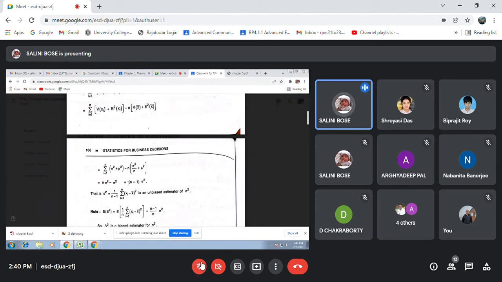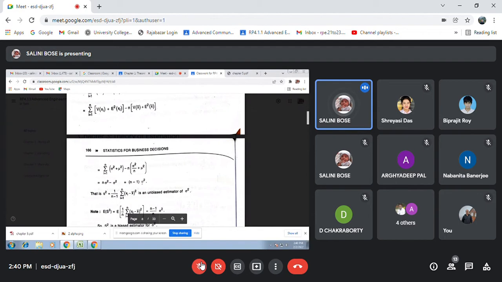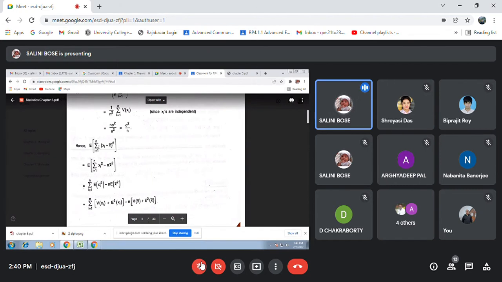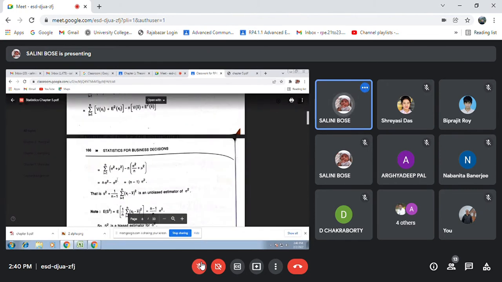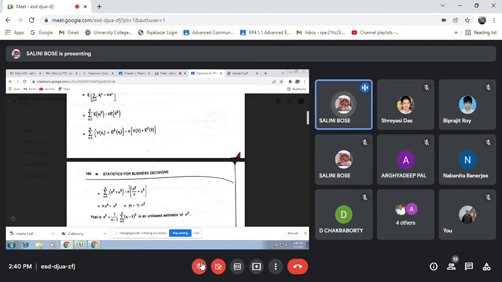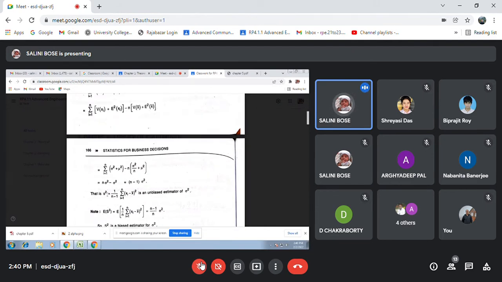How? Because look, n minus 1 and this is E of summation of xi minus x bar whole square. So if this is equal to n minus 1 sigma square, we can write E of this by n minus 1 is equal to sigma square, and E of this by n minus 1 is nothing but E of a square, that is nothing but expected value of a square. So expected value of a square is equal to sigma square. So we can say a square is unbiased estimator of sigma square. Clear?